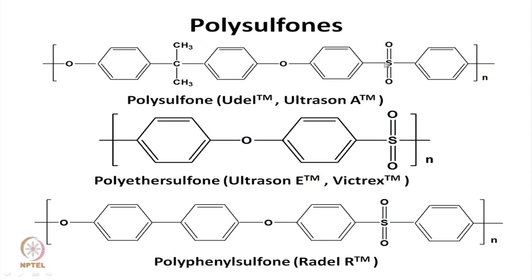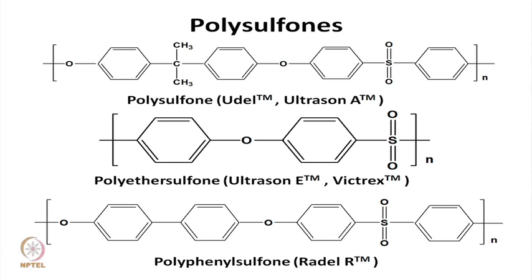This is a polymer containing a sulfone group having 2 phenyl rings on both sides of the sulfone group, and this is bisphenol A. So, bisphenol A and this monomer can be used for making polysulfone. This polysulfone is commercially available under the trade names Udel or Ultrason.